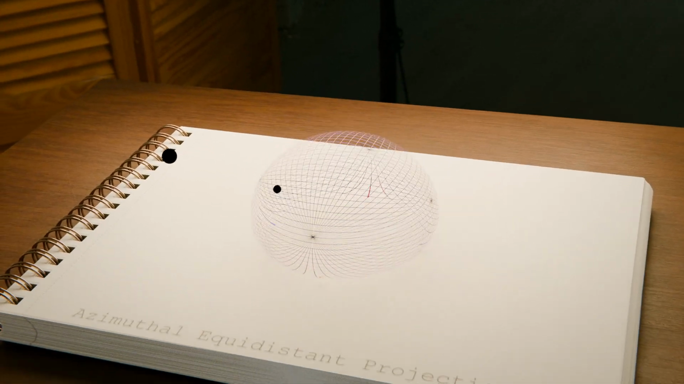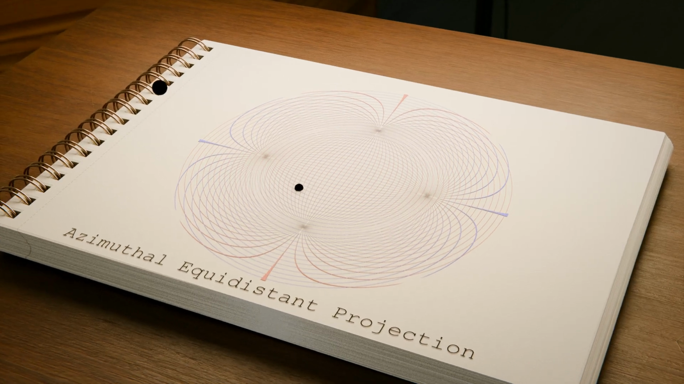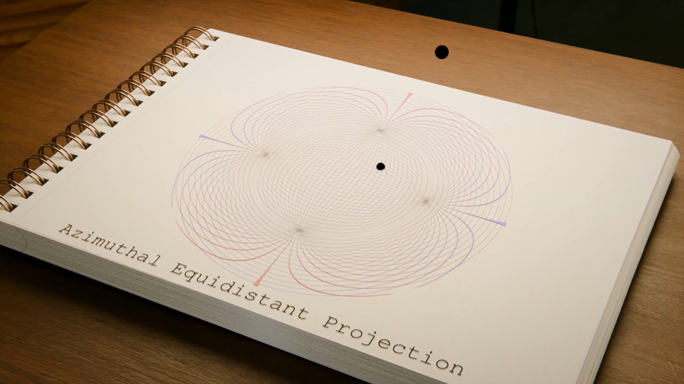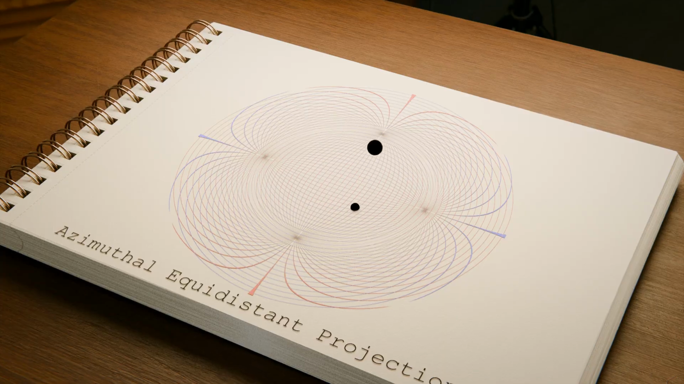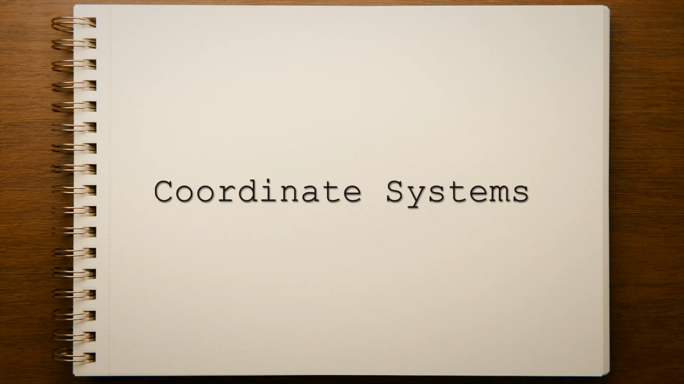And then we're going to unwrap this sphere using the azimuthal equidistant projection method, and that's going to allow us to put it on a 2D page. So let's figure out how to do it. First, it's really important that we establish our coordinate systems.